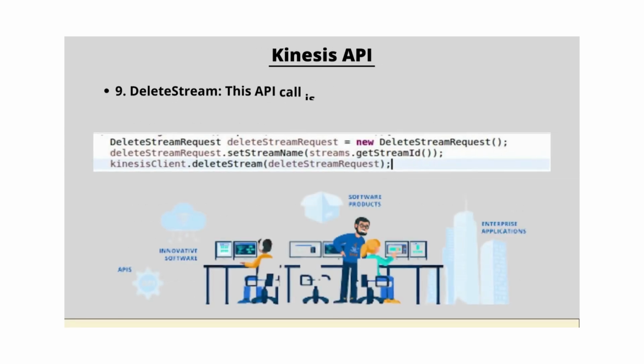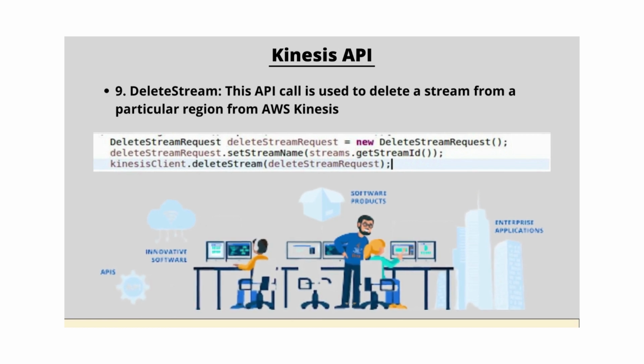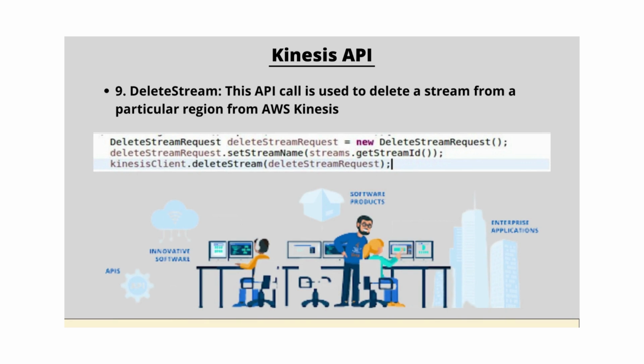Ninth one is delete stream. This API call is used to delete a stream from a particular region from AWS Kinesis. As you can see in the mentioned image.